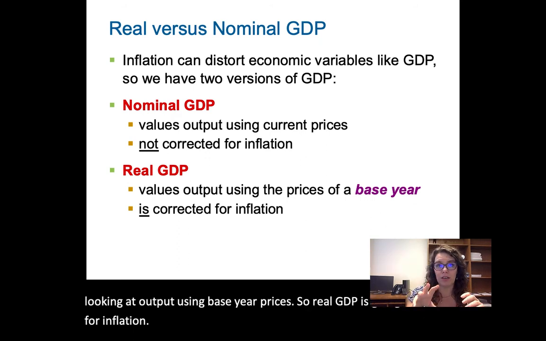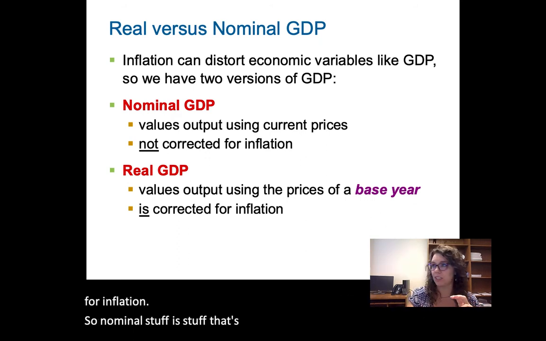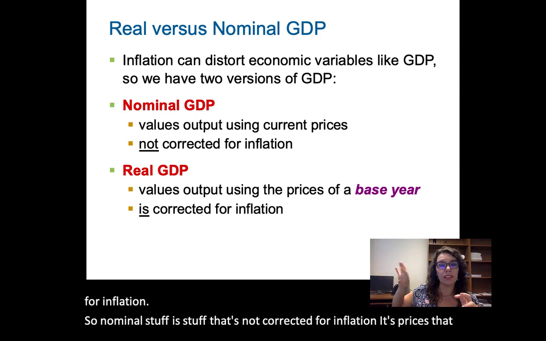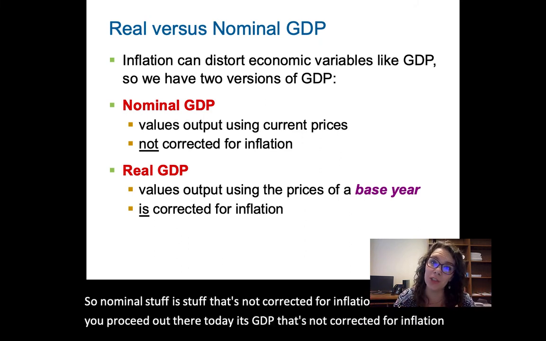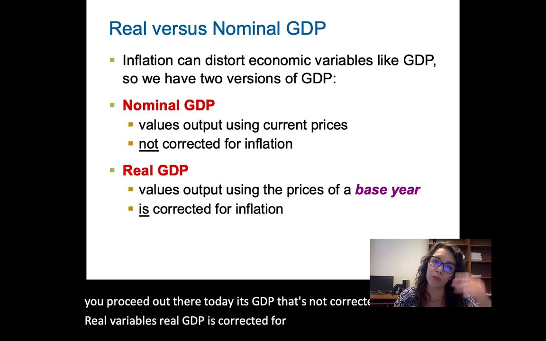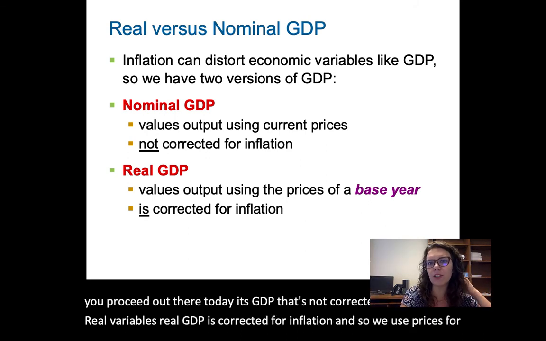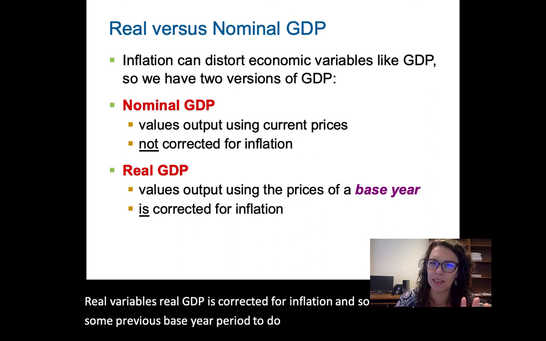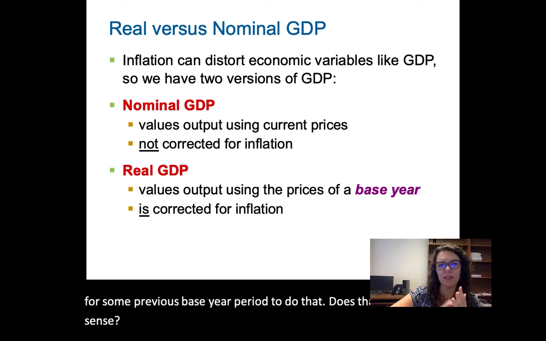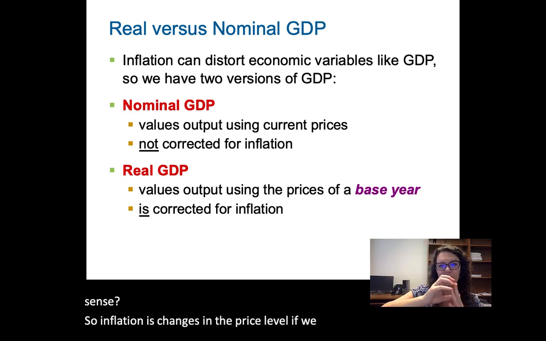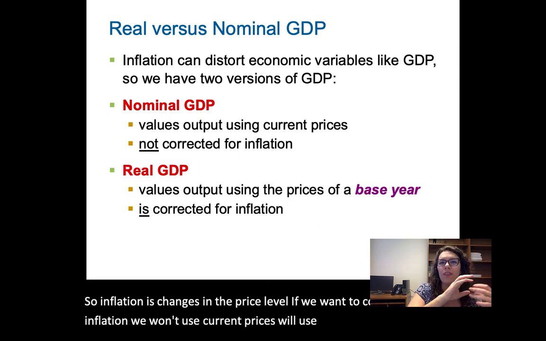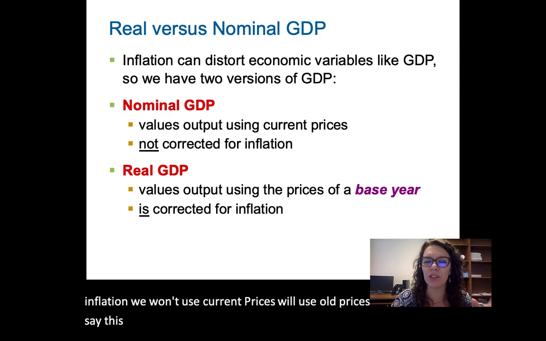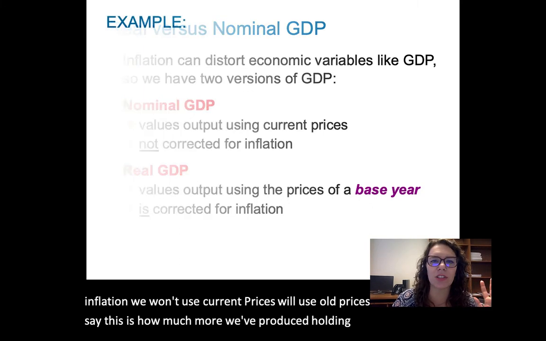So nominal stuff is stuff that's not corrected for inflation. It's prices that you perceive out there today. It's GDP that's not corrected for inflation. Real variables, real GDP is corrected for inflation, and so we use prices for some previous base year period to do that. Does that kind of make sense? So inflation is changes in the price level. If we want to correct for inflation, we won't use current prices. We'll use old prices so that we can say, oh, this is how much more we've produced holding prices at 1980s values or something like that.